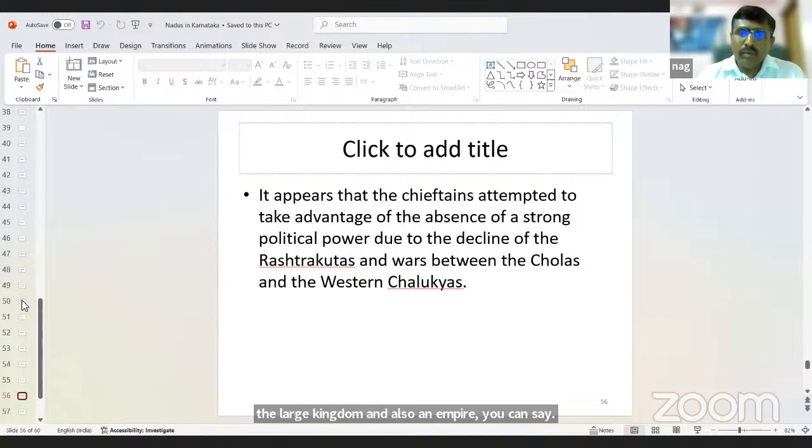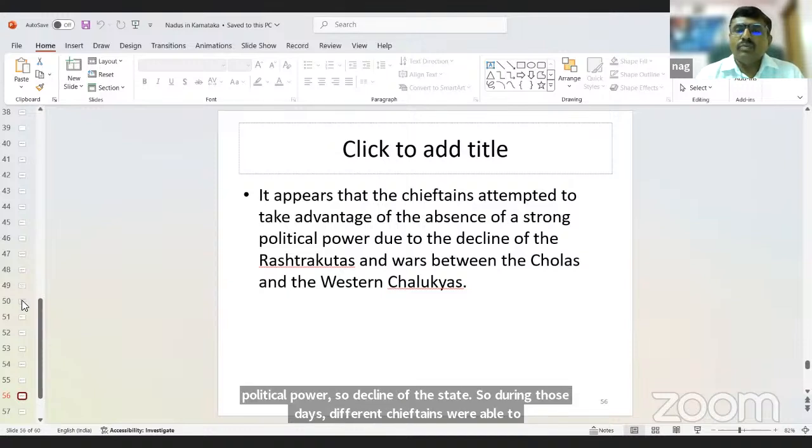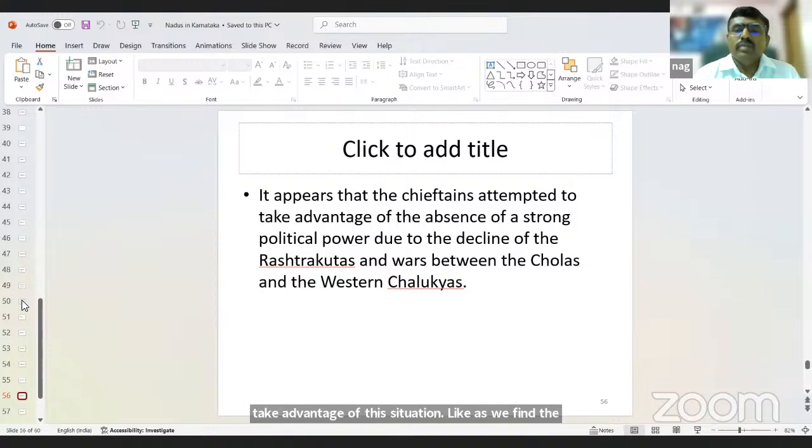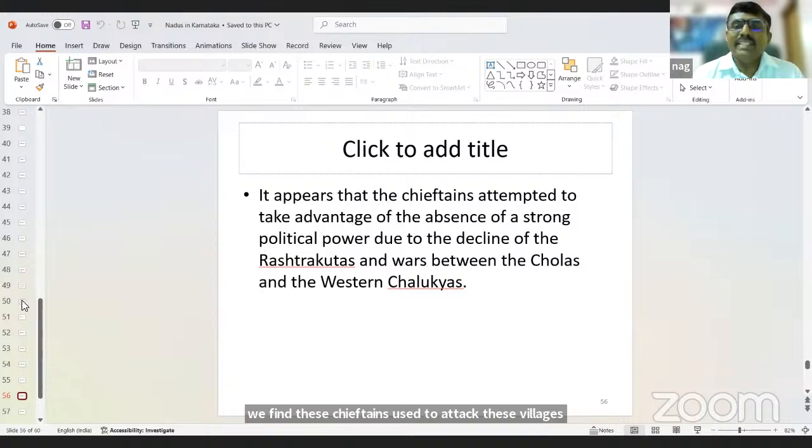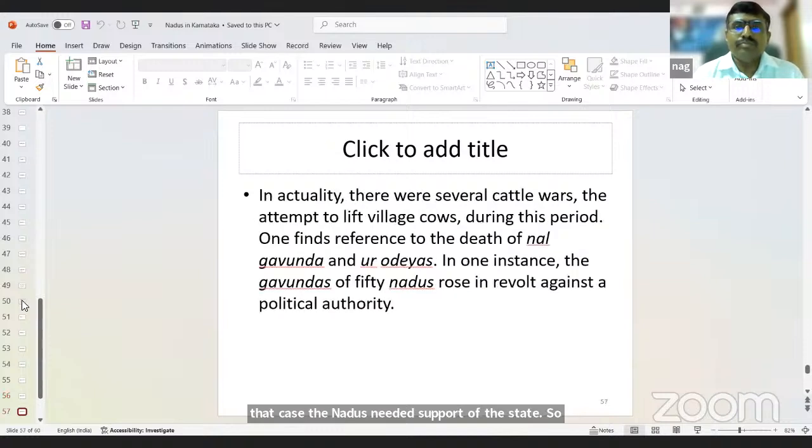Chieftains try to take advantage of the absence of strong political power. So when there is a lack of political power, a decline of the state, chieftains were able to take advantage of this situation. As we find in the case of the decline of the Rajputas, and also when there was conflict between the Cholas and Western Chalukyas. In those days, these chieftains used to attack these villages, and also tried to control them. In that case, the Nadus needed the support of the state. Without state support, Nadus would not survive.